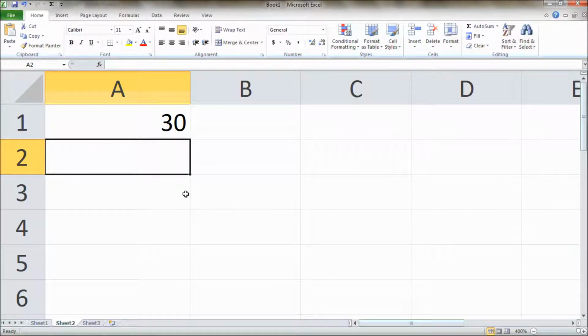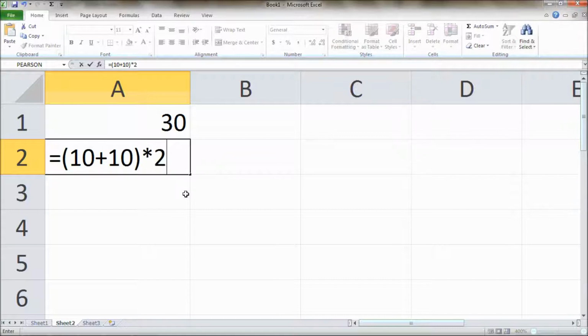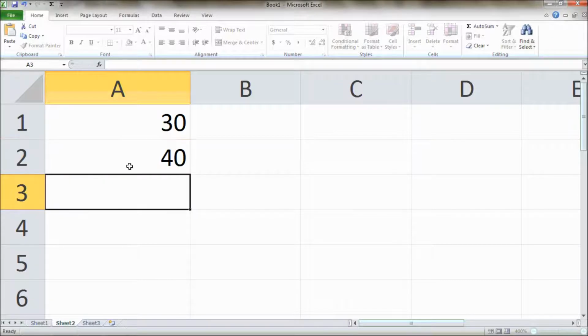Then we have another formula, (10 plus 10) times 2. So in this example, you will see the addition operation inside the parentheses. That is why we need to add the two numbers first before we multiply by 2, because the addition is inside the parentheses. So in this example, we are going to have a result of 40.